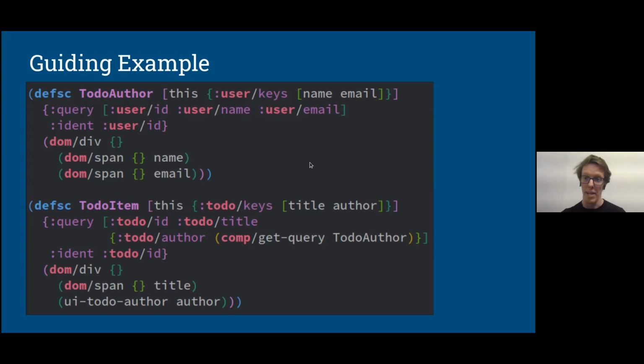All right. Any more questions? I suspect you're probably going to answer this soon, but is UI to do author like a magic auto-generated function that renders the to do author component? No, it's not magic. If this were real code, there would be a def that creates this function. Okay. But yeah, there's limited space on the slide, so I'm being brief.